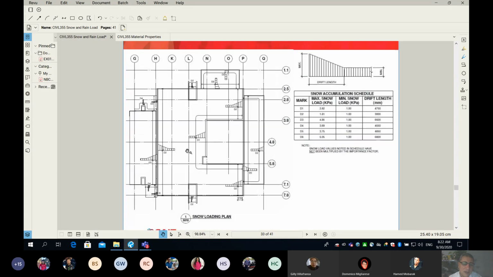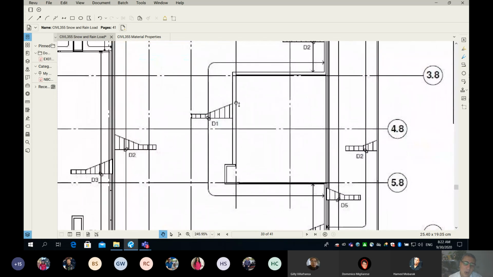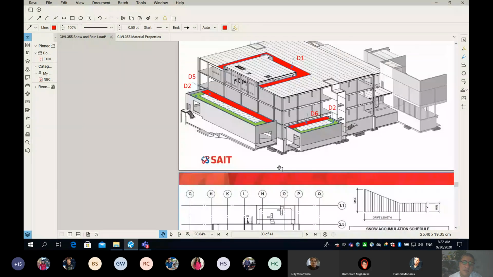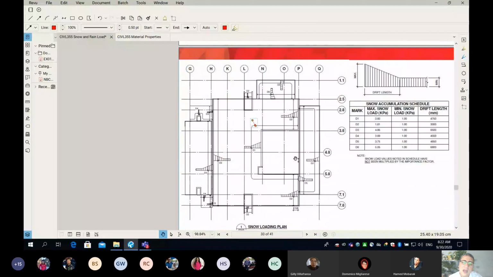You can see if I zoom in, for example, D1, what does it mean? You can see D1 goes from high snow, depreciates as you go away from the higher roof, and goes to normal. And look at this arrow. So I'm going to show you. Look at this arrow here. This arrow simply shows you where we apply the snow drift. And if you look at the 3D, I think it's obvious. The snow drift will take place all around the high roof.